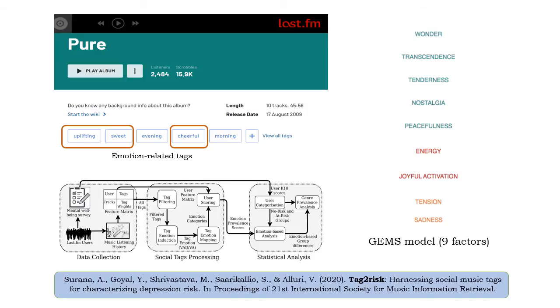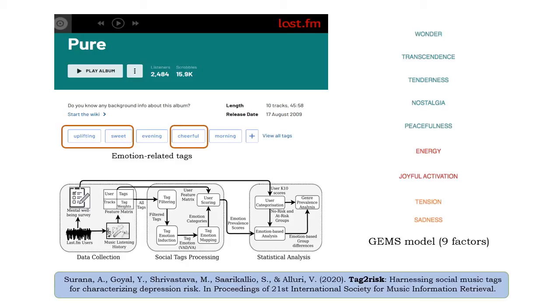The first study, which was done as a part of this work, that is the tag to risk study, focuses on mining information from social tags for tracks. So other features like acoustic features were not considered here. These tags were used to quantify what kinds of emotions and genres are prevalent in each user's listening history. For example, how much does a user listen to sad songs or happy and upbeat music and so on, and emotion preferences were modeled using the Geneva Emotional Music Scale, that is the GEM scale.